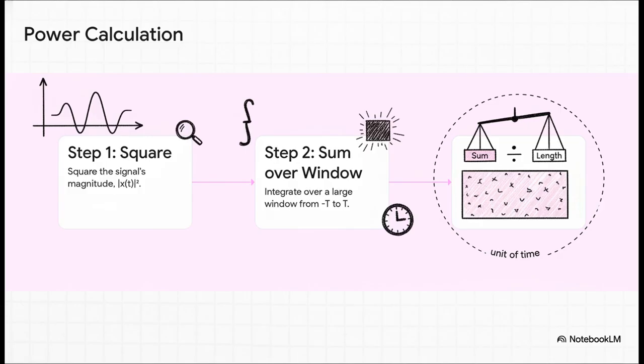This really just breaks down the idea of an average. Just like before, step 1 is to square the signal's magnitude. But instead of summing up everything for all of eternity, we just sum it up over a very, very large window. Then, we divide by how long that window is. What that gives you is the average energy per unit of time, which is exactly what power is.